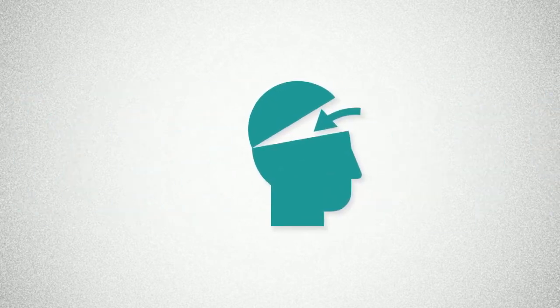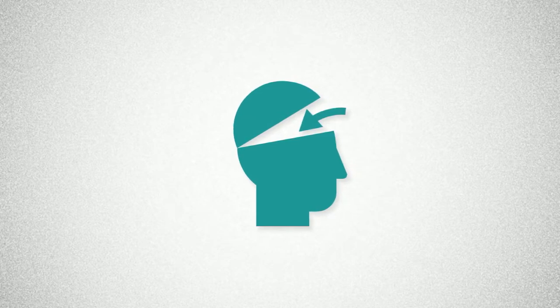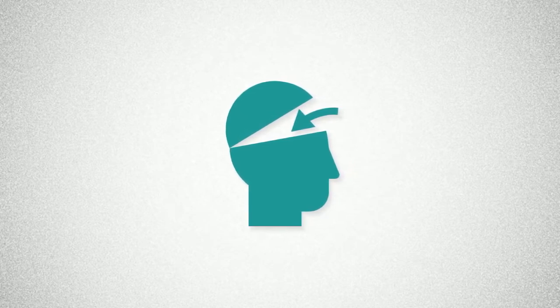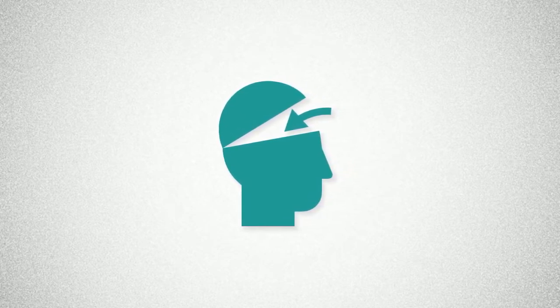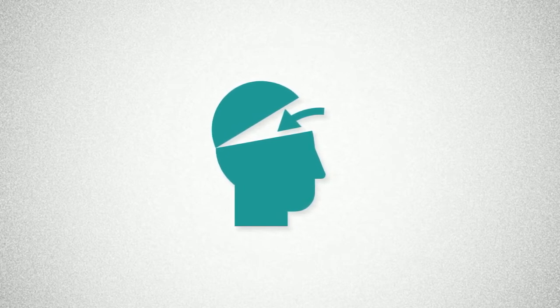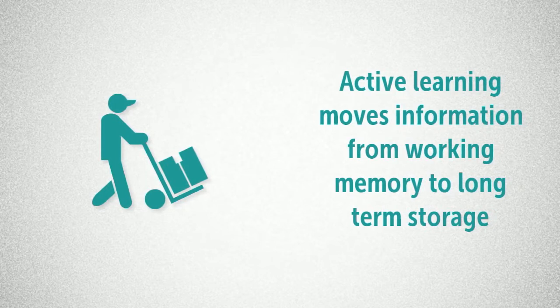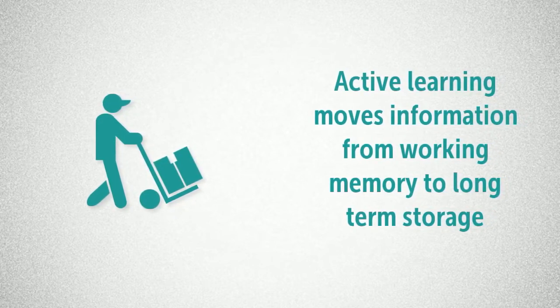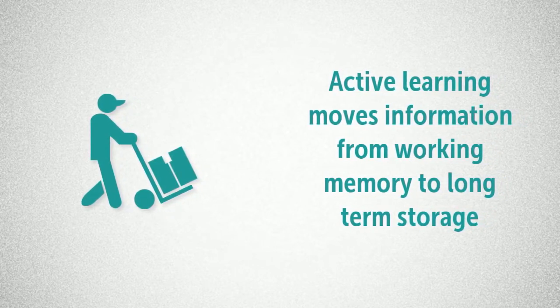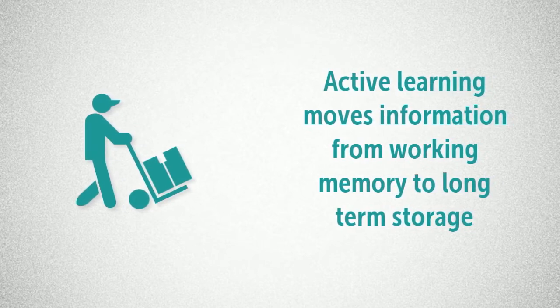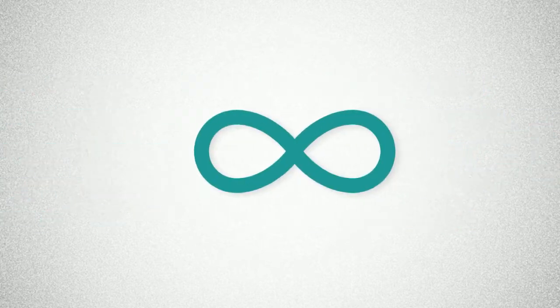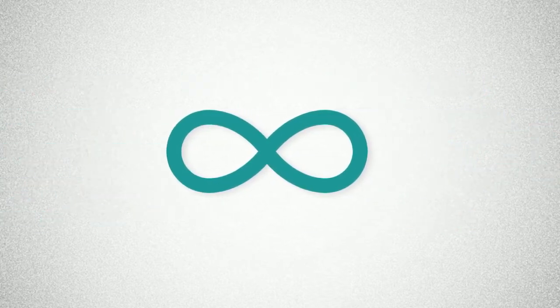If we are attentive to the environment, the information we are receiving from our senses gets placed into working memory. This also has a finite capacity to store information. Active cognitive processing, otherwise known as active learning, promotes meaningful learning by moving the information from working memory into long-term storage. Long-term storage has an infinite capacity.